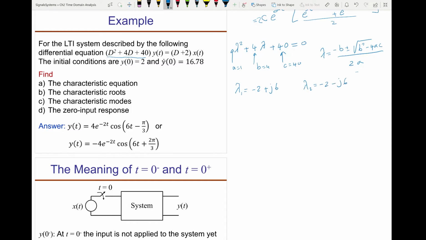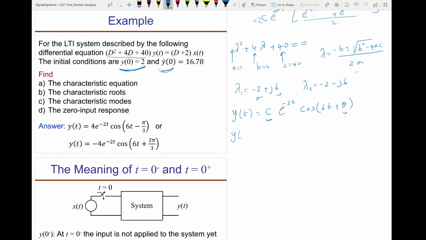So then the solution, y of t, will be a constant C, e to the sigma t, that will be minus 2t, cosine of omega t, which is 6t, plus theta. This is sigma, this is omega. Now I need to use the initial conditions to find C and theta. The given initial conditions are the output at t equals 0 is 2, and the derivative at t equals 0 is 16.78. So let's first find the derivative.